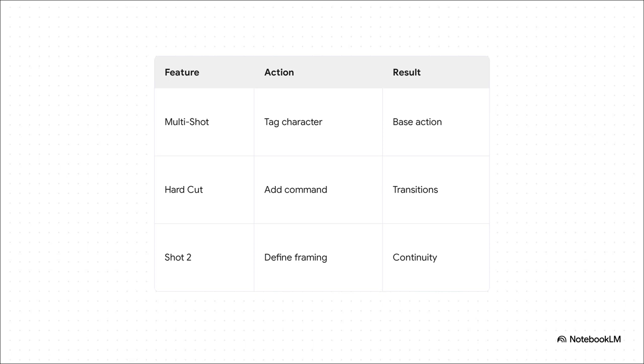You can tag your character in shot 1 to establish the base action. Then you can actually type in a hard cut command, followed directly by instructions for shot 2, like a sudden close-up on the character's eyes. The AI will generate both shots while maintaining perfect action continuity across the cut. It stops the character's identity from morphing or glitching out when the camera angle suddenly changes.